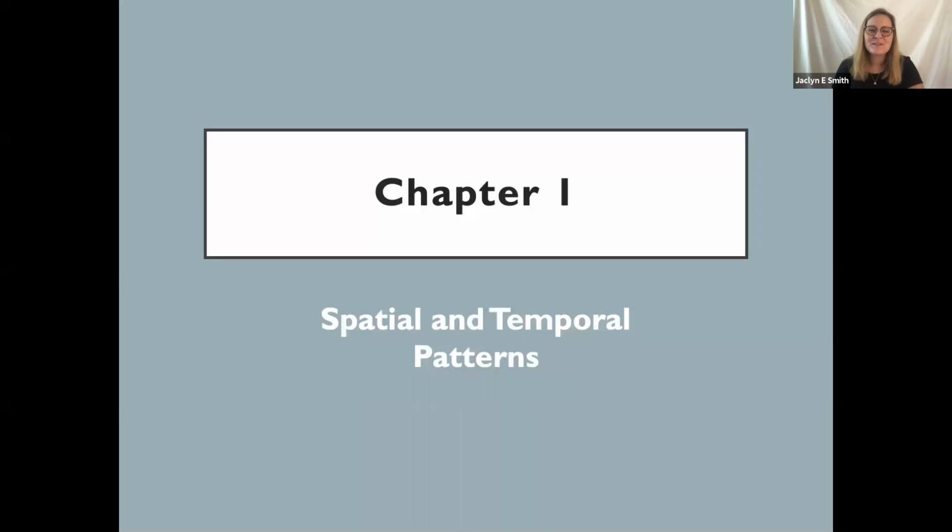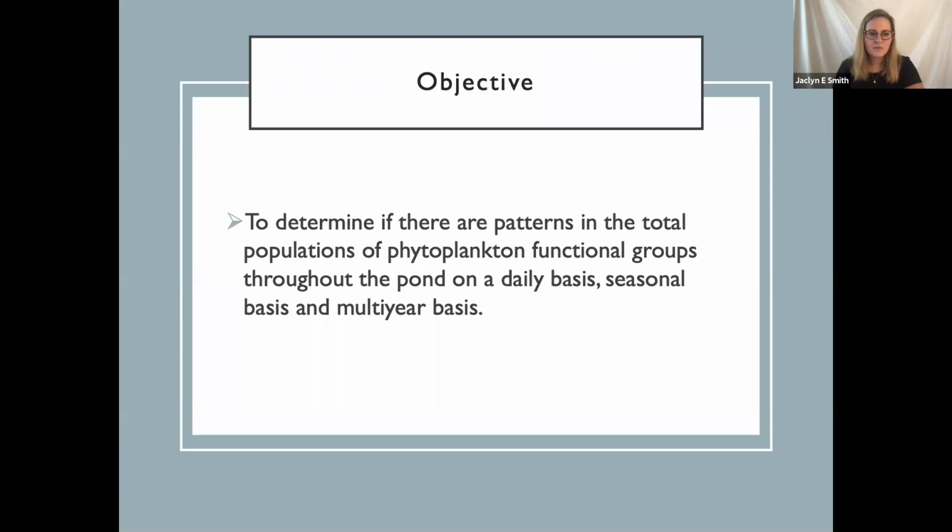So moving into interpreting all the data, I'm first going to discuss chapter 1 and the spatial and temporal patterns that were found. The major objective here was to determine if there were any patterns in the total populations of these phytoplankton groups throughout the pond on a daily basis, as well as seasonal basis and even multi-year basis.